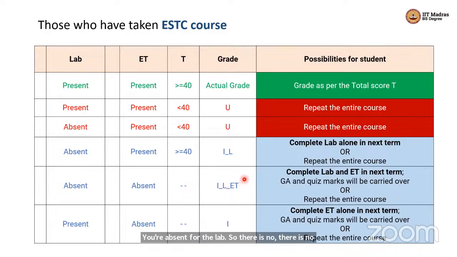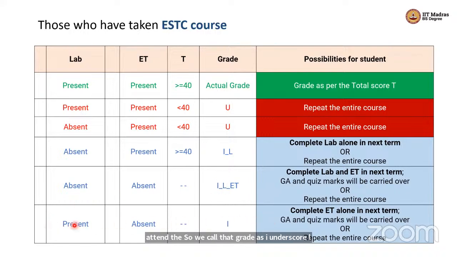In such a case, your grade will not be U. Your grade will be incomplete lab and end term. So you will have to attempt the lab and the end term in the next term. We call that grade I underscore L underscore ET.